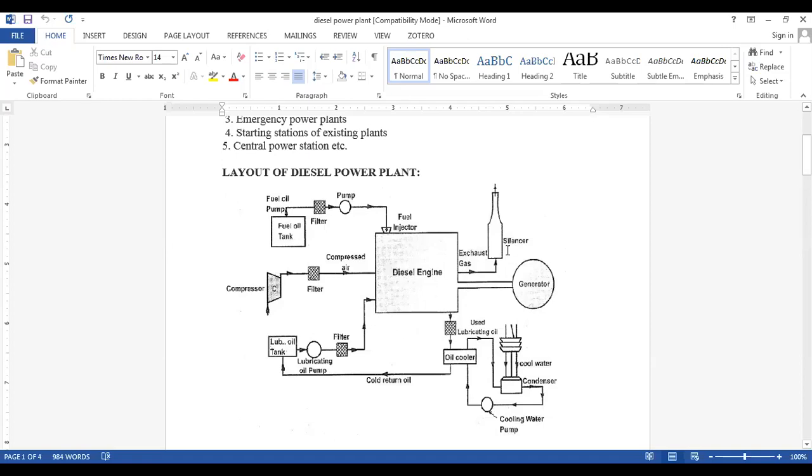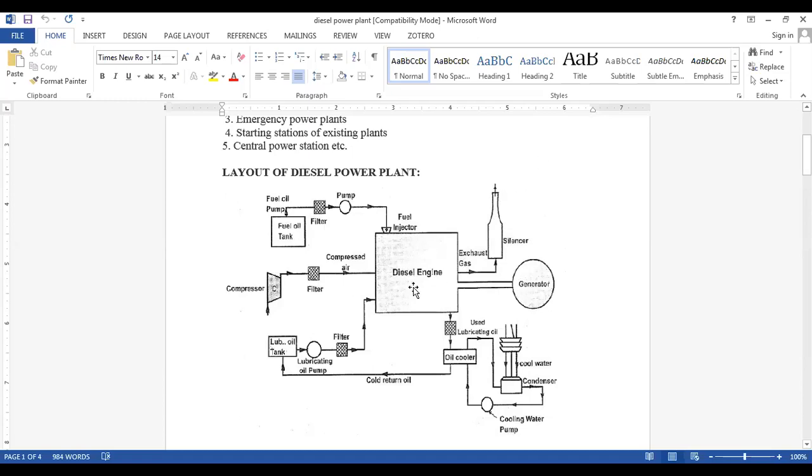And finally there is the exhaust system. The exhaust gases from the diesel engine, that is from the exhaust manifold, are taken out, and through the silencer they are fed to the atmosphere. The silencer is required as the diesel engine creates lots of noise. So the silencer is required at the exhaust level and the exhaust gases are sent out to the atmosphere.